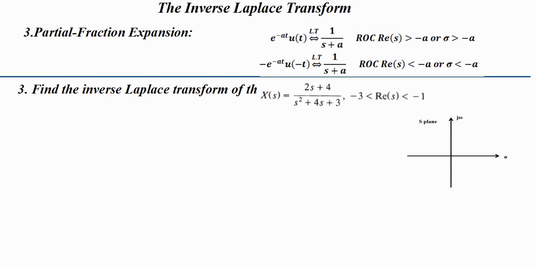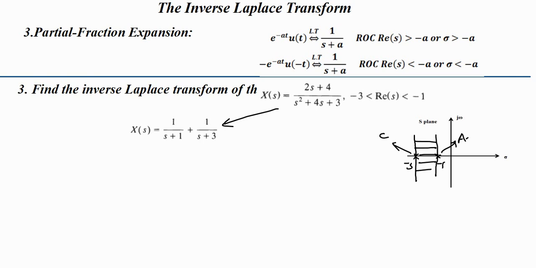Again it is the same expression, so we don't need to perform the partial fraction again. We get exactly the same result, and the only thing we need to do is verify the ROC. Here the ROC is between minus 3 and minus 1, between the two poles. The pole at minus 3 corresponds to a causal signal, because with respect to this pole the ROC is towards the right. With respect to minus 1, the ROC is towards the left, so minus 1 represents an anti-causal signal.